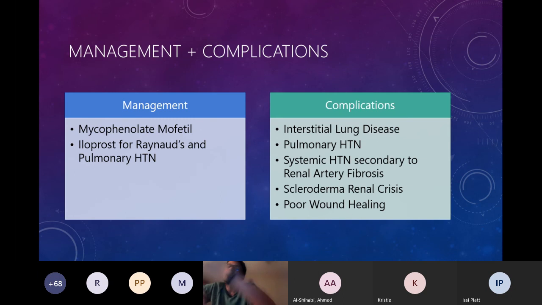What's next? Oh yeah, management of this. Yeah, mycophenolate and iloprost are your mainstays of management, and you've got loads of complications. Interstitial lung disease is incredibly common. Pulmonary hypertension is common. You can get systemic hypertension, and there's this thing called the scleroderma renal crisis, which basically kills people.